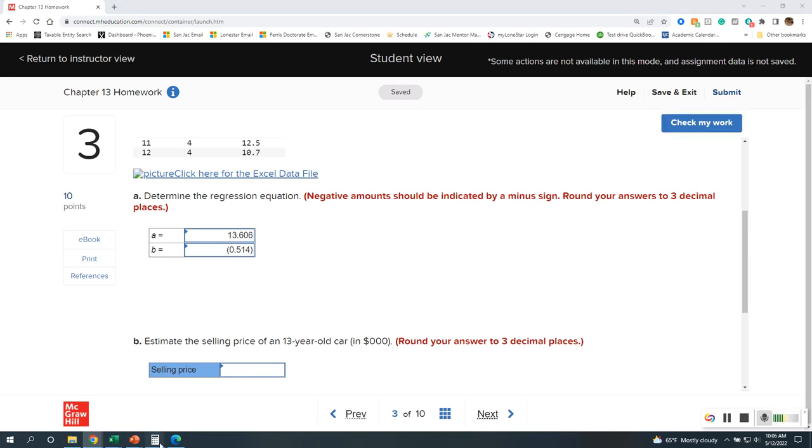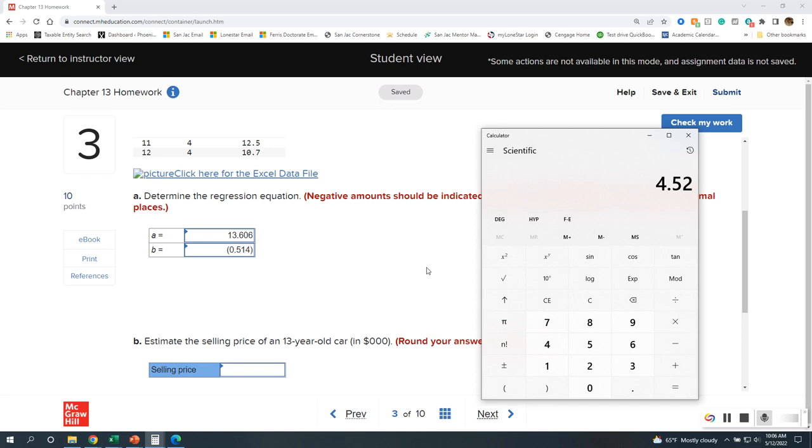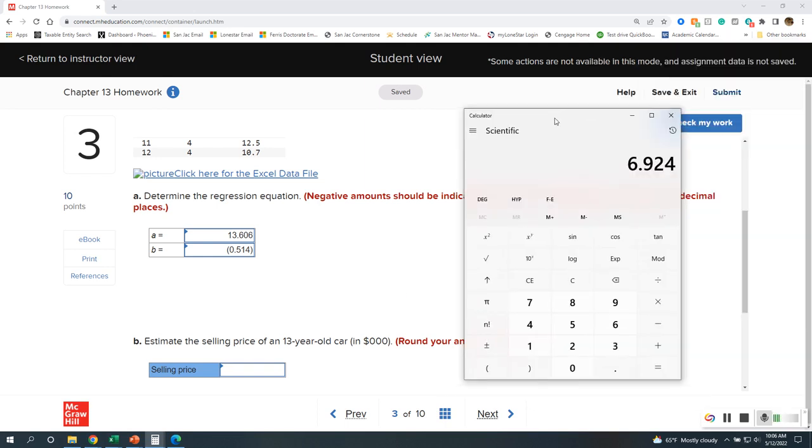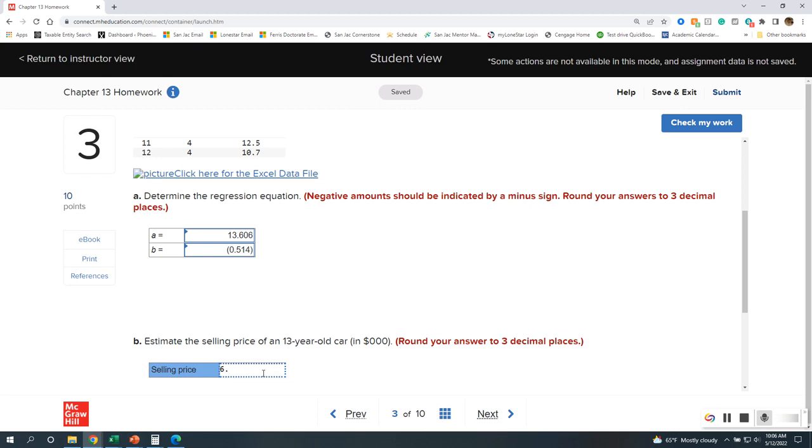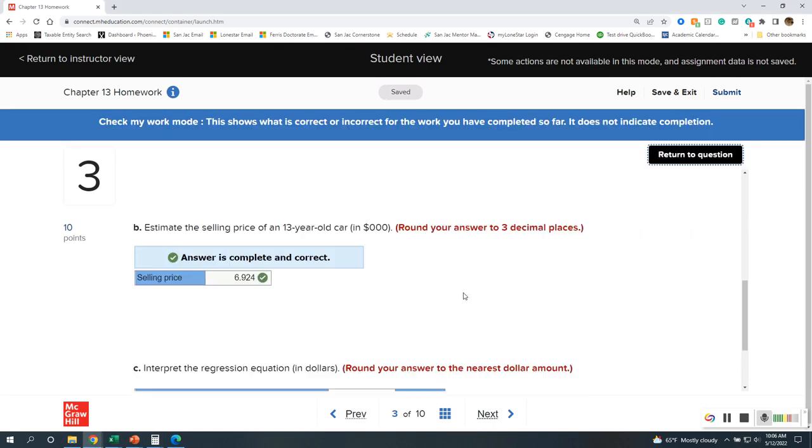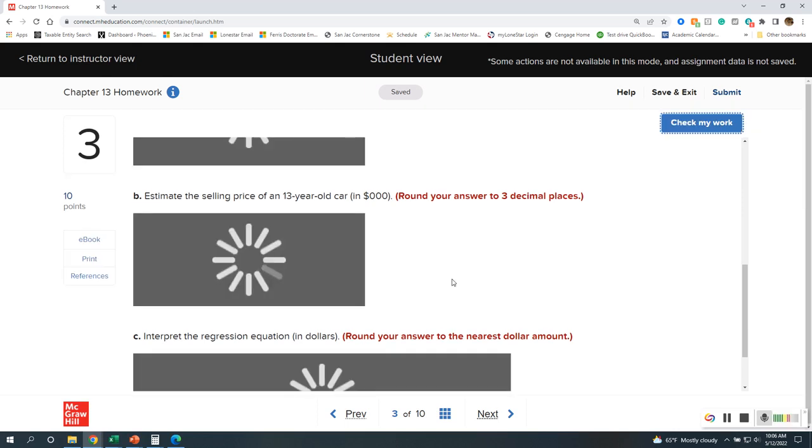Okay, so again, I can take my calculator. We have basically a negative 0.514. So negative times 13, and then add it to 13.606. We're looking at 6.924. Let's see. Yep, round 3 decimal places. 6.924. Make sure I put it in correctly before I double check. And there's our answer. Alright.